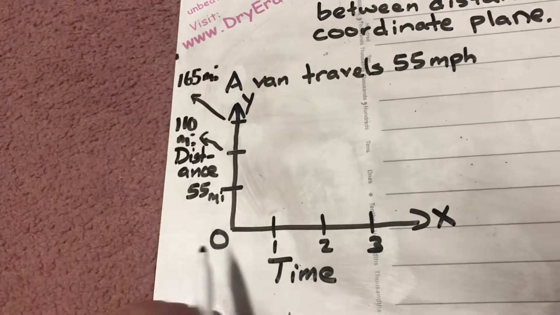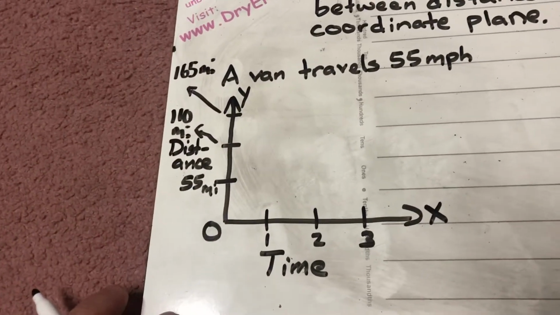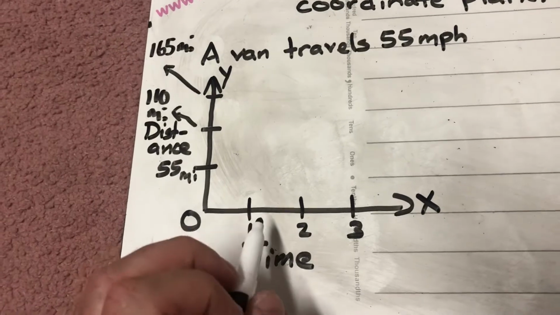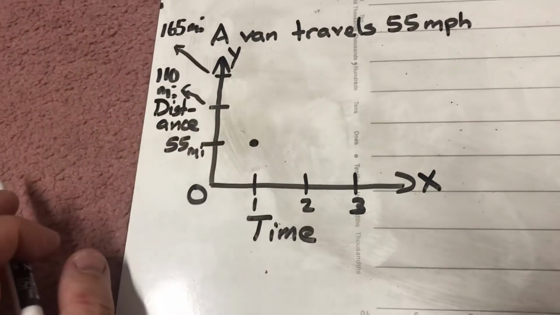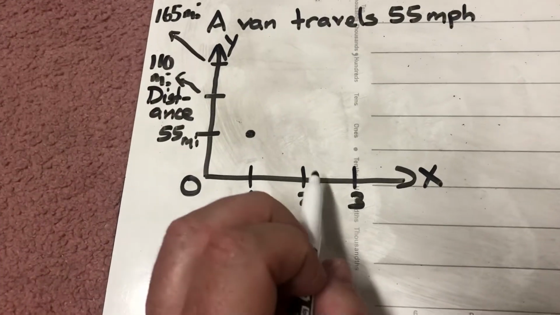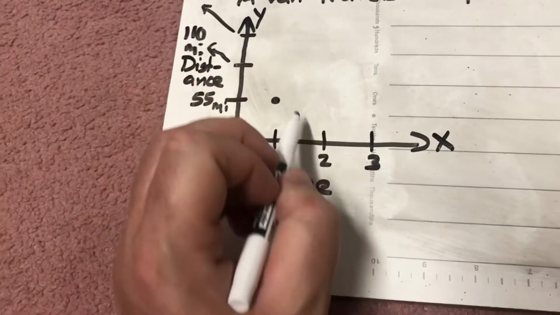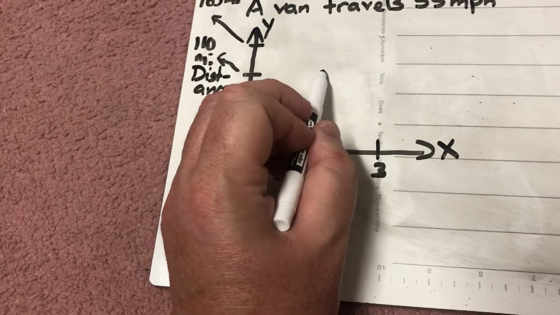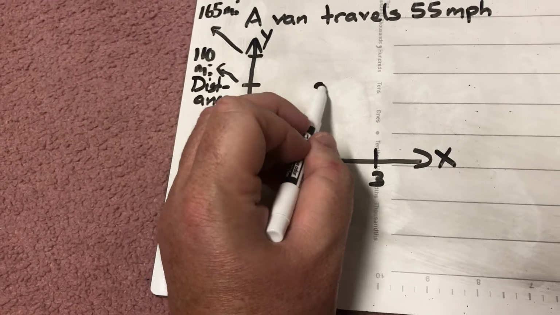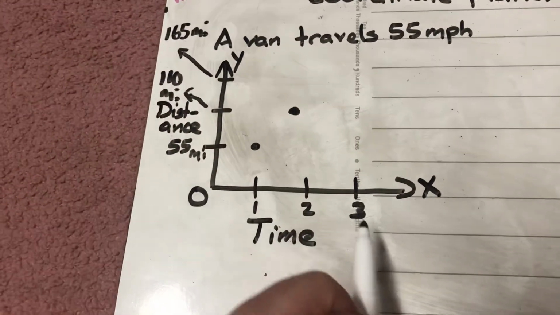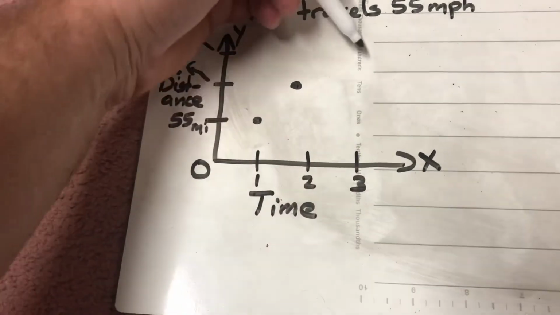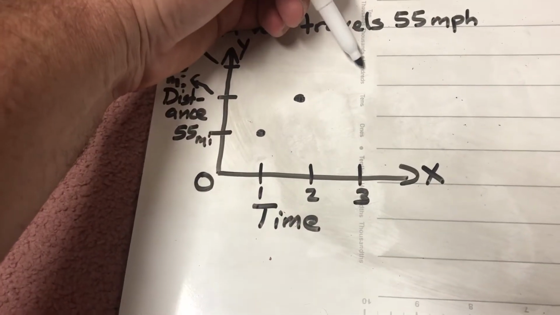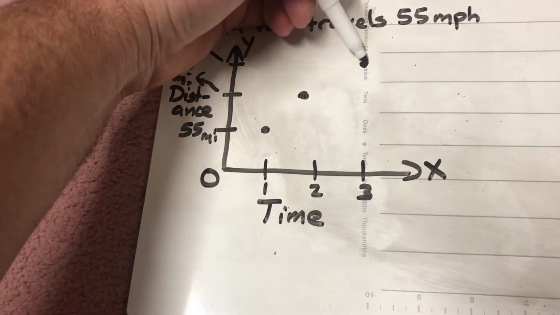So I'm a little off, but you can kind of see what we're doing here. And then basically what we say is, with this 1 hour, we've gone 55 miles. After 2 hours, we get to where those two meet. At that speed, we've gone 110 miles, so we're going to put a dot there. Then after 3 hours, we would have gone 165 miles, so we're going to find that connection point, which is going to be right there.